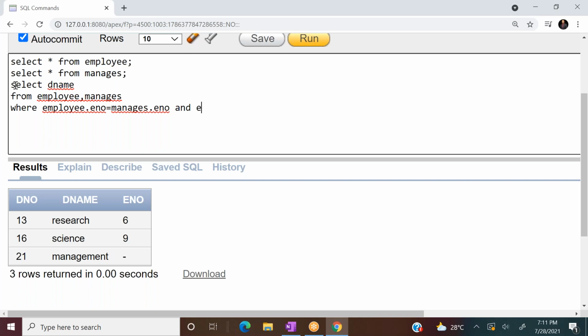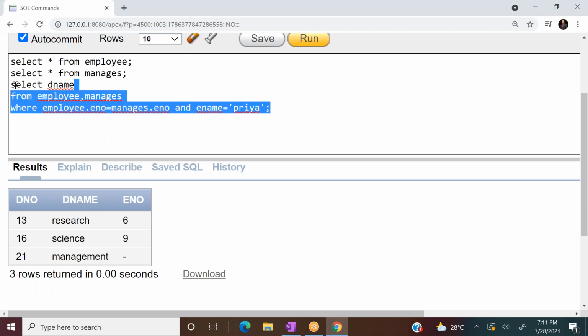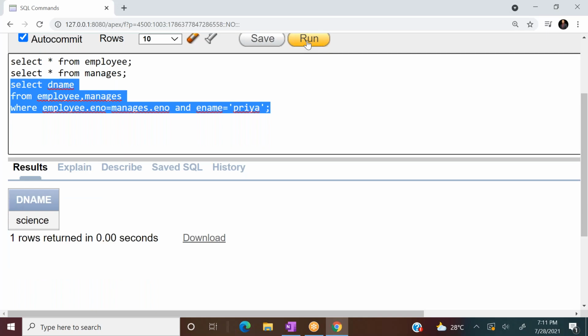And the name of the employee, e name, equals Priya. So the employee name should be Priya. I wanted to find the name of the department managed by employee Priya. If I execute this query, select the query and click run, I should get the department name science, because science is managed by employee number 9. 9 is Priya. Now look, I'm getting the science department.